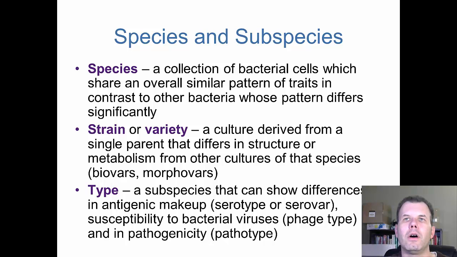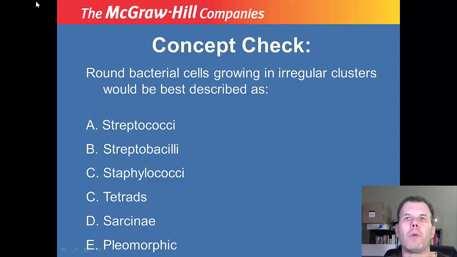Okay? All right. So, a round bacterial cell growing as an irregular cluster would be described as what? Streptococci, streptobacilli, staphylococci, tetrads, Yersinia, or pleomorphic. So again, what are we looking for? The first one is round bacterial cells. What would that be? If you looked at that, that would be one of the cocci. So it's either the streptococci or staphylococci, because that's going to be the round bacteria.